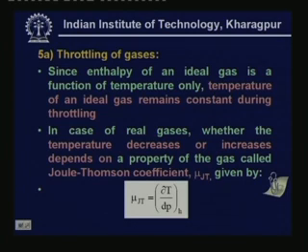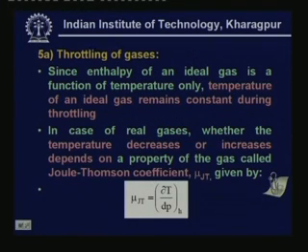Throttling of gases. First let us look at an ideal gas. If you throttle an ideal gas, what happens? Throttle means, as I said, reducing the pressure using a restriction. So that you must keep in mind. So when I am throttling the gas, it means I am reducing the pressure of the gas using a restriction.